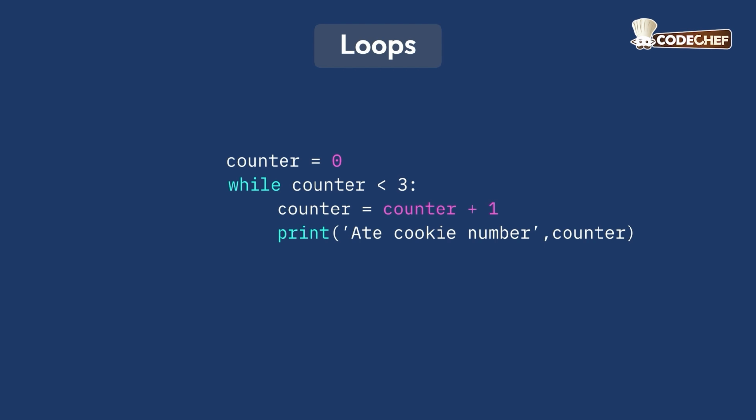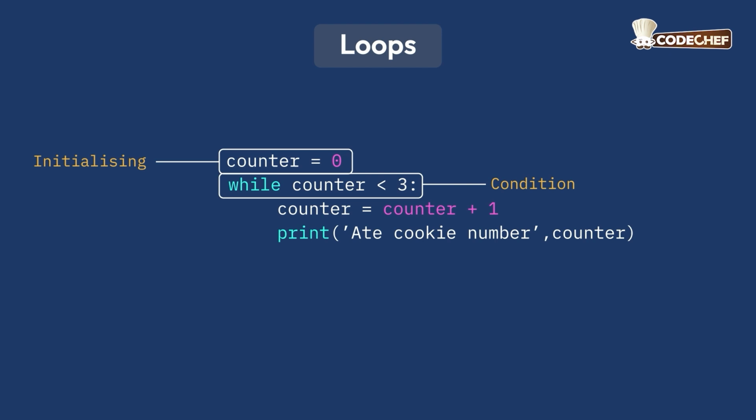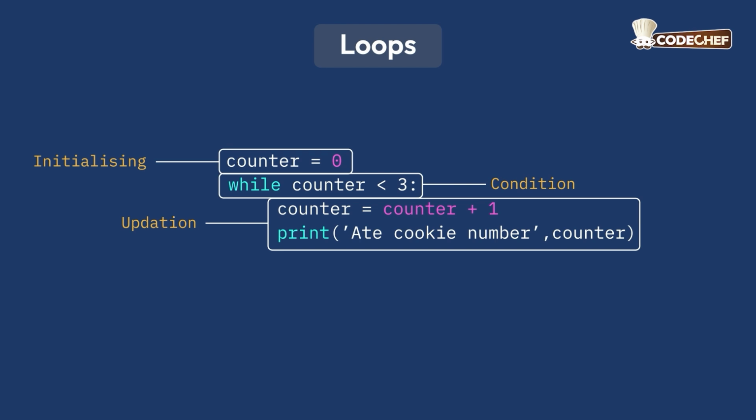Remember, when you write any loop, there are 3 main things you need to take care of. One is initializing. That is the starting point of your loop. Next, condition. Until when should your loop run? And the last part is the updation. How do your counters or other variables change inside the loop? So in short, loops are used whenever you have any repetitive task to perform.